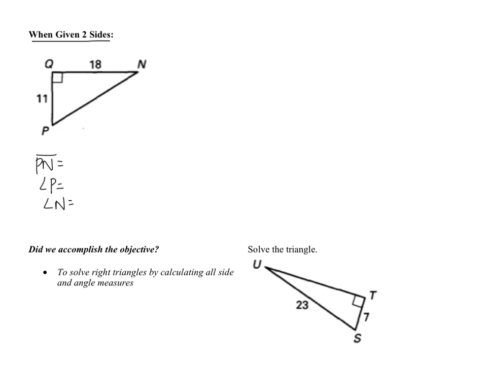Can I use Pythagorean theorem in this case? Well, yes, I can. I have two sides. Can I use trig? Well, no, I can't use trig. For trig, I would need to have an angle. And I can't use special right triangles because I don't know that this is a special right triangle. So I'm going to have to use Pythagorean theorem to find PN. So right up here, I'm going to write that I'm finding PN.